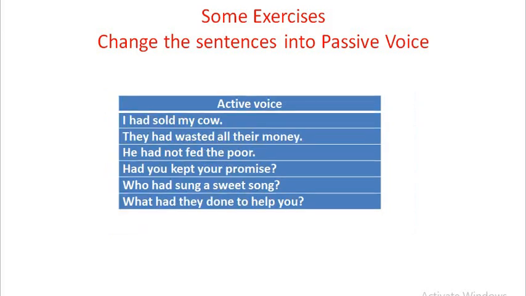Now these are in past perfect tense. I had sold my cow. They had wasted all their money. He had not fed the poor. Had you kept your promise? Who had sung a sweet song? What had they done to help you? So these are in past perfect tense.